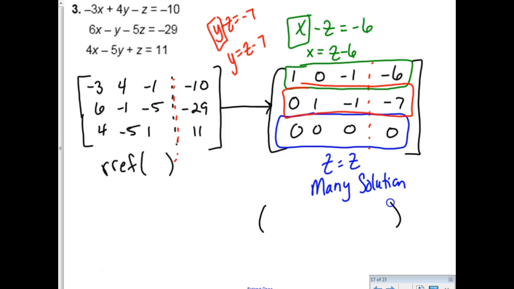And here we go. Ordered triple. Well, z is z. That's boring. Y we just found to be z minus 7. And then x is z minus 6. And that is the solution recipe that'll find any of those many solutions that you're looking for.